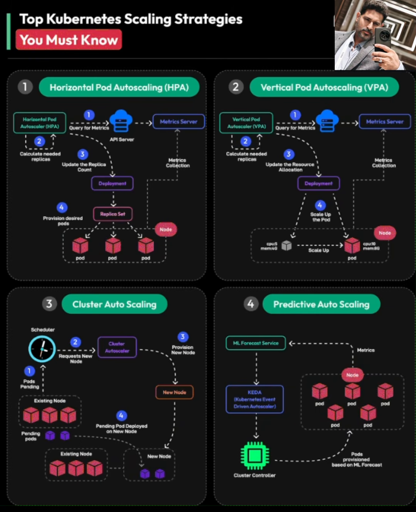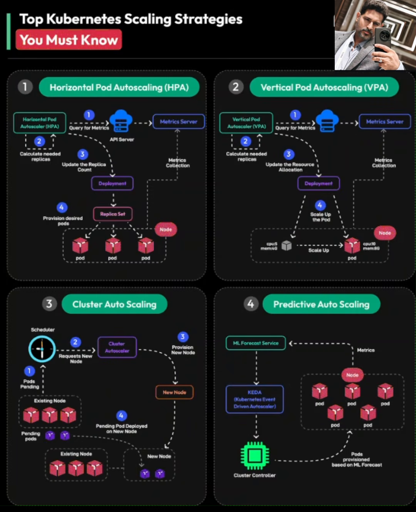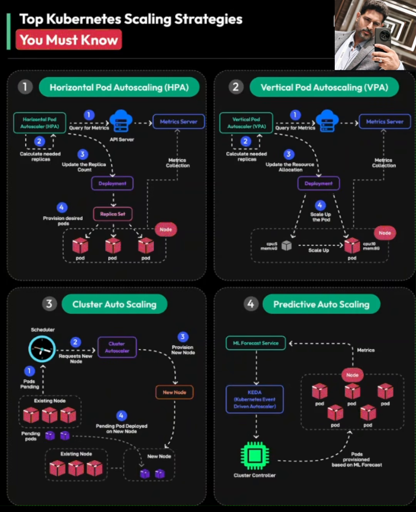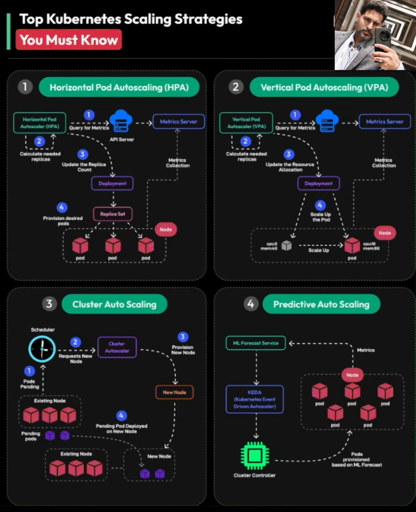If your CPU usage is at 80% and your target is 50%, HPA will scale up the number of pods proportionally. Best for stateless applications, burst workloads, keeping response times low under load.